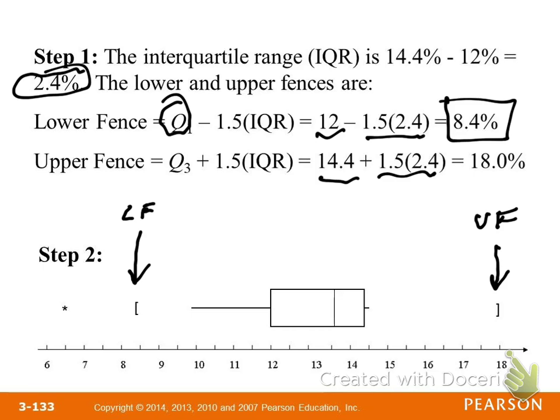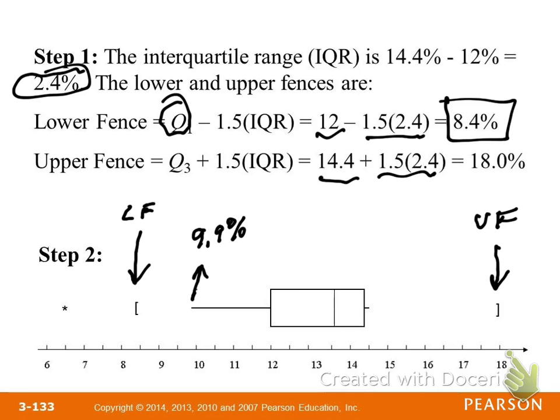Now, your box and whisker plot starts at your smallest value that is not outside the fences. It can't be below the lower fence. So what was that smallest value? From our raw data values, let me look at it here. Why can't we use 6.4 as a starting point? It's outside the fence, right? It's 9.9. So the whisker starts at 9.9%.